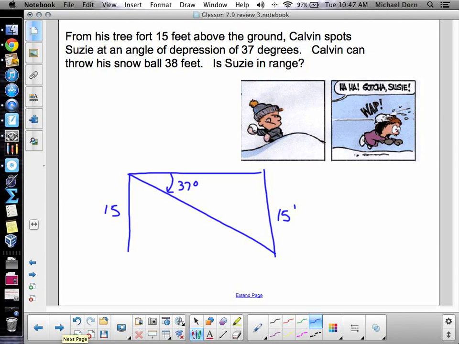It says his range is 38 feet. So how far away is Susie, x, down here? Okay, Susie's down there. Calvin's up here. Which distance are we going to find right there? What function am I going to use? Tangent. So tangent of the angle is 15 over x. What do we do when the x is in the denominator? Switch them. 15 divided by tan 37.